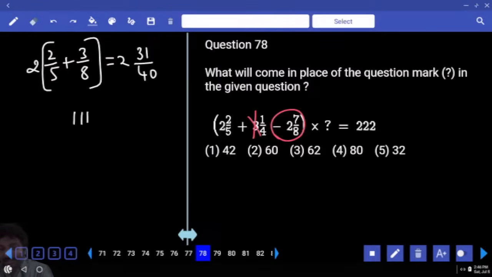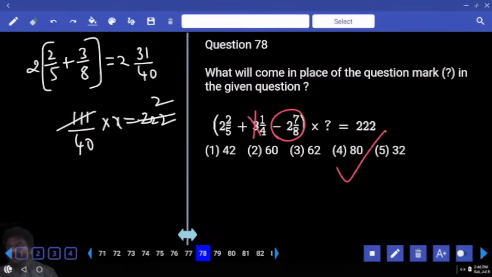111 by 40 into x is equal to 222. 111 how many times? 40 goes to the other side. 80. See, if you want to subtract 95, what do we do? Subtract 100, add 5. Same way I am doing. Instead of 2, 7 by 8, I am subtracting 3, adding 1 by 8 later. Got it?